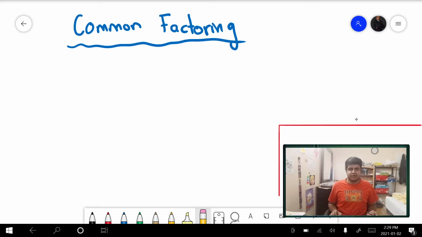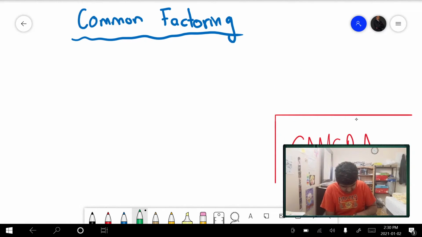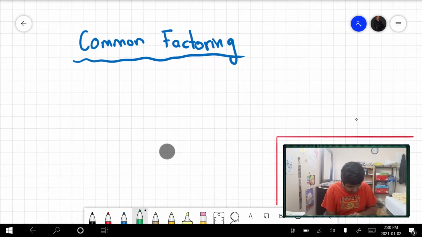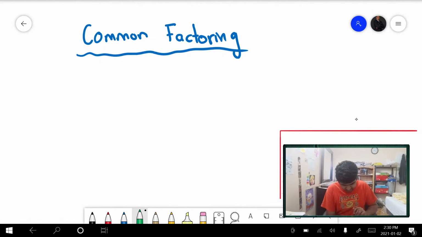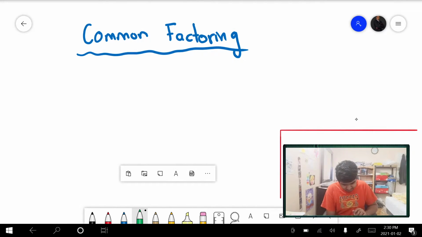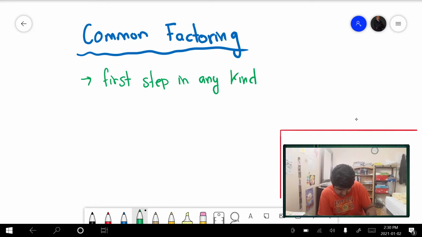So when looking at my screen, we're first going to talk about what it is about common factoring that makes it so captivating? Well, common factoring is actually the first step in any kind of factoring.